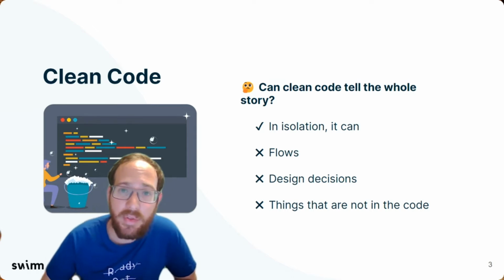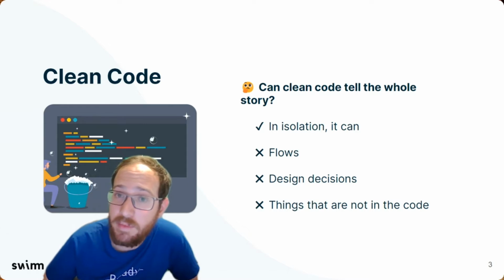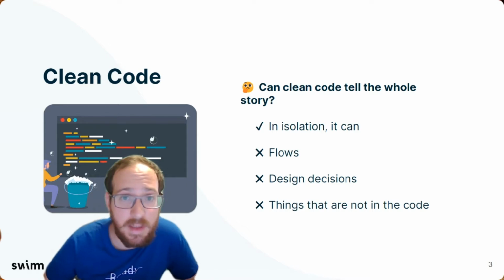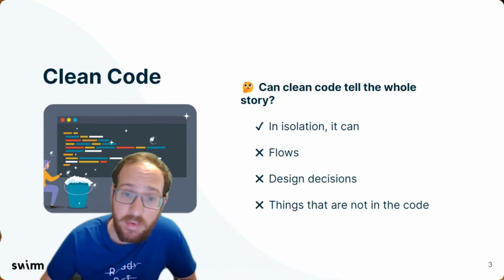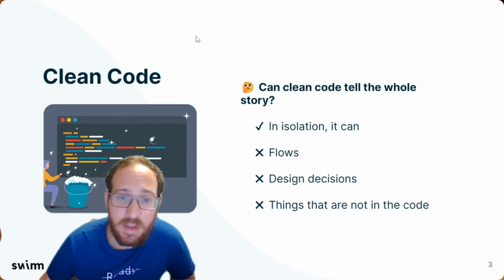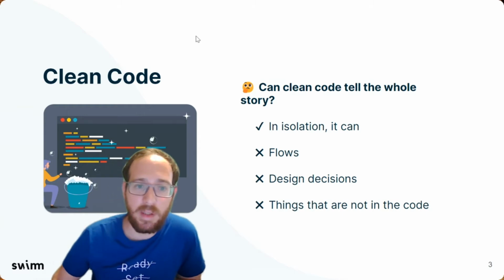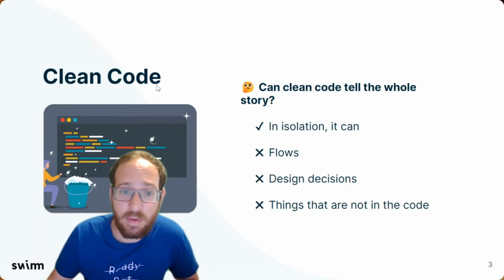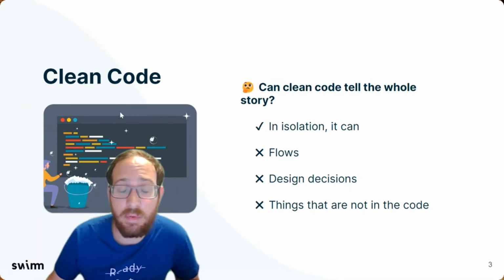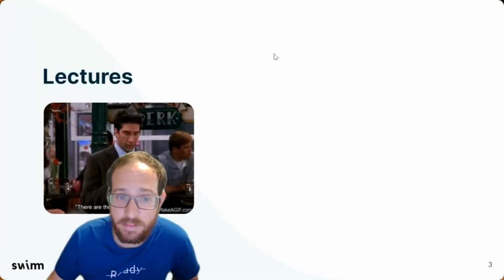Also, there are other things that are not in the code. For example, configuration values. Sometimes they could be in a database somewhere, or configuration values in another repository, and of course, many other things. So clean code is important, obviously. It's something we need to strive for. We need to make sure we write clean code all the time, but it does not tell the whole story, and therefore is not a good solution to transferring knowledge on its own.